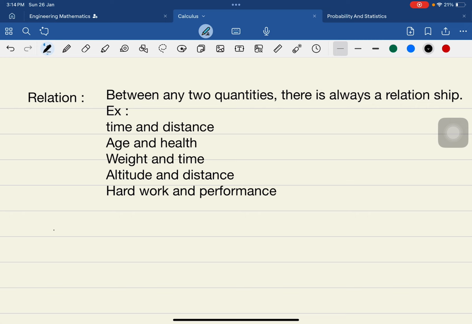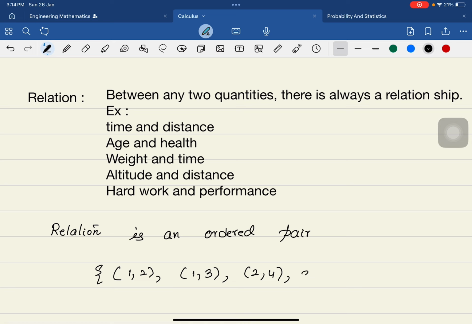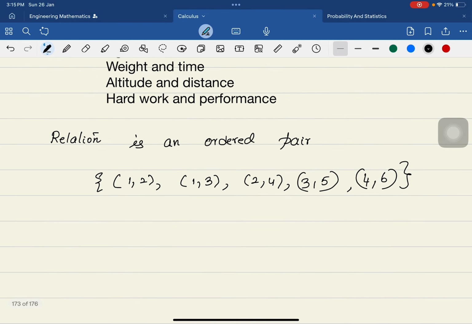How do we define a relation? A relation is a set of ordered pairs of elements. Ordered pair means a pair of elements which are kept in an order. For example, (1,2), (1,3), (2,4), (3,5), (4,6), something like this. So this is called a relation. We generally denote it by R.